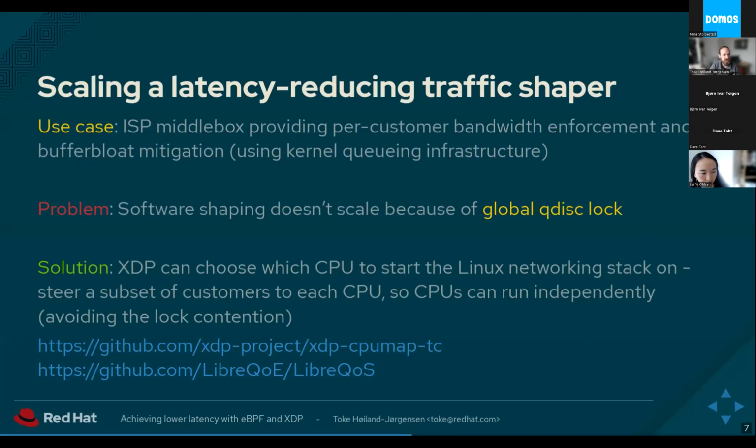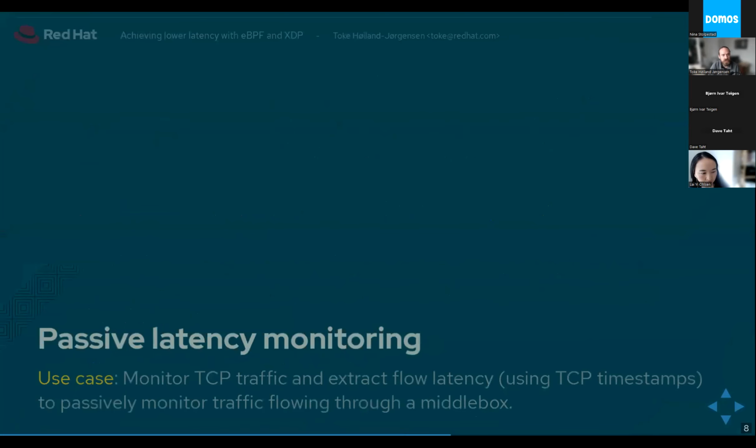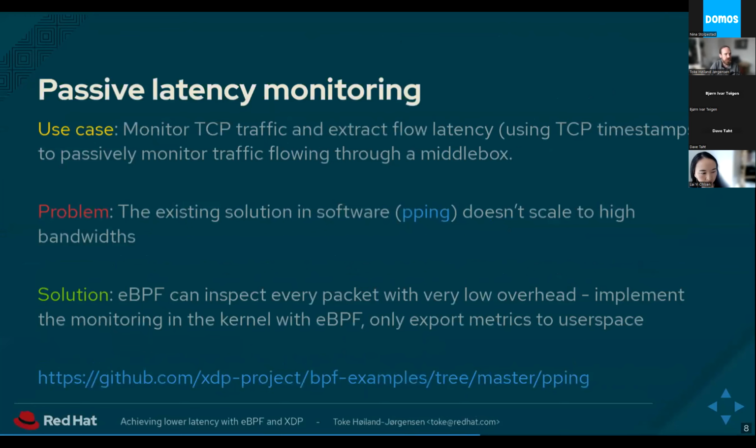And this is the underlying technology of the LibreQoS package, which has adapted the XDP CPU map TC package that Jesper, my colleague, wrote to implement this. So that's one way you can use eBPF to increase performance. The other is passive latency monitoring, which Kathy just started talking about.